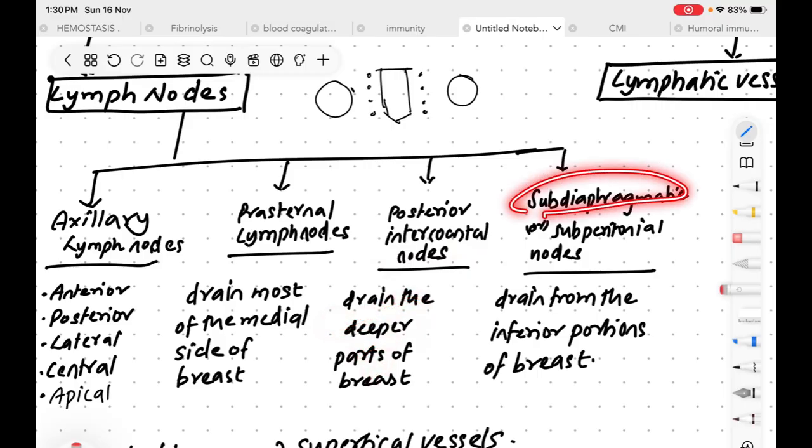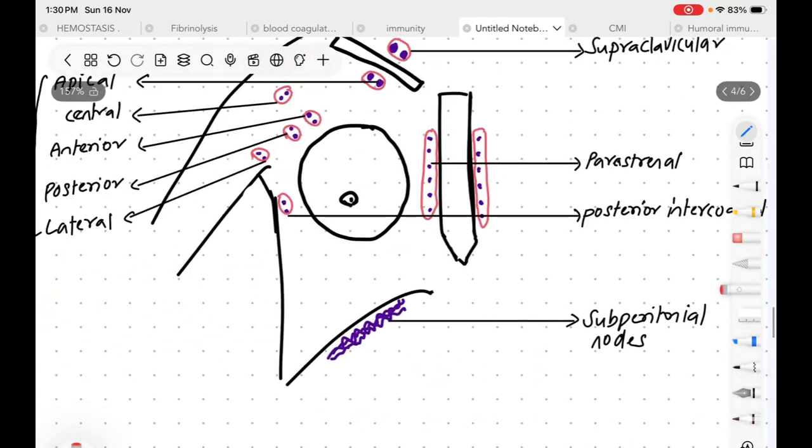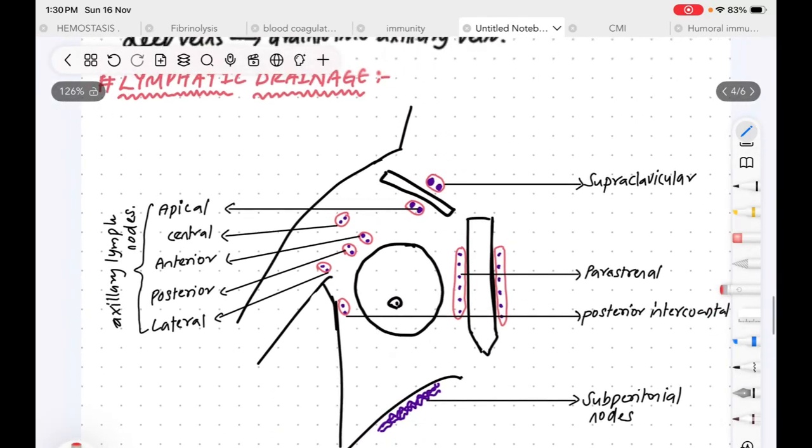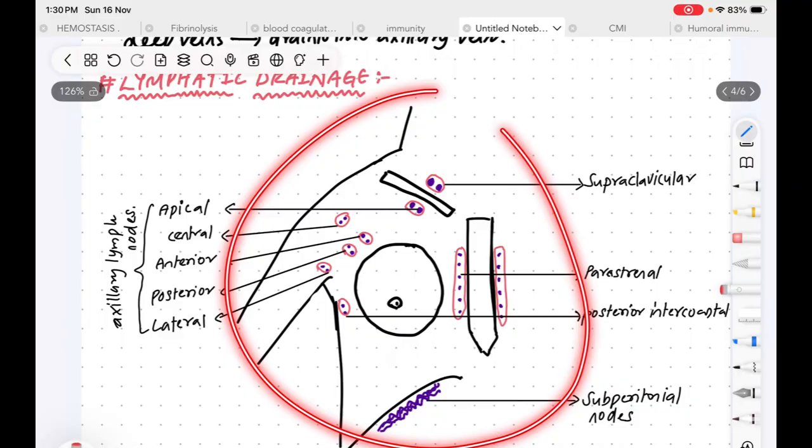And the next, the subdiaphragmatic and the subperitoneal nodes. The subdiaphragmatic nodes are the lymph nodes present beneath the diaphragm. These lymph nodes present beneath the diaphragm drain the most inferior parts of the breast. You can appreciate these things in the diagram. See, this is a very schematic diagram. You can represent it like this in the exam.